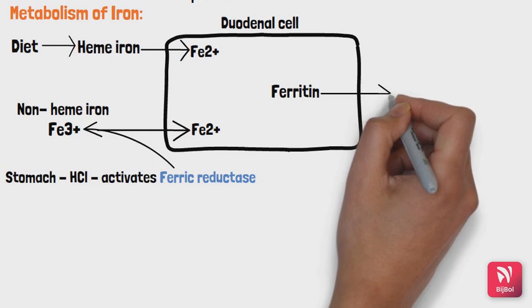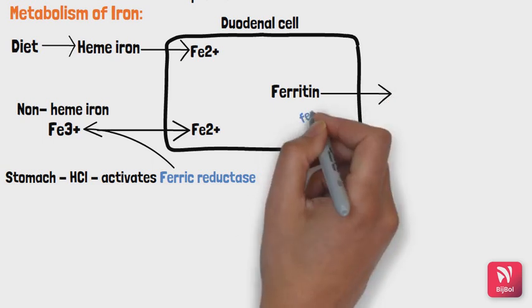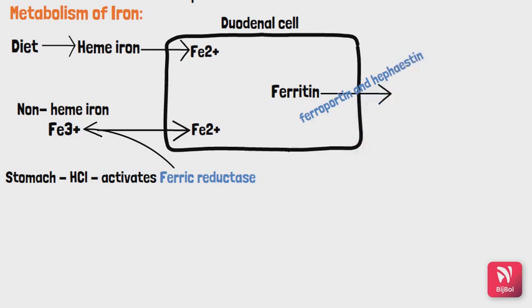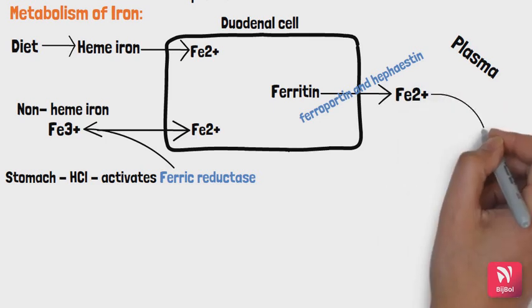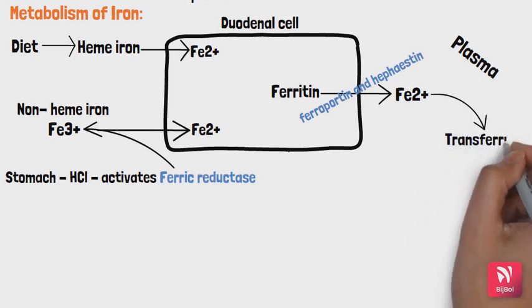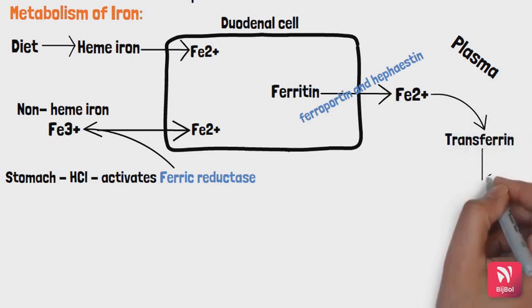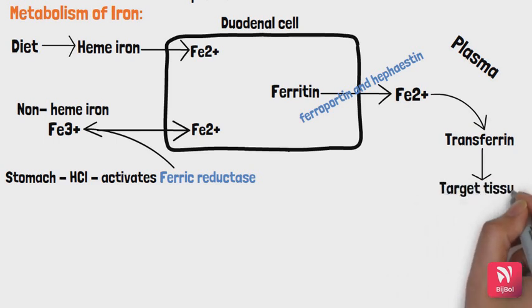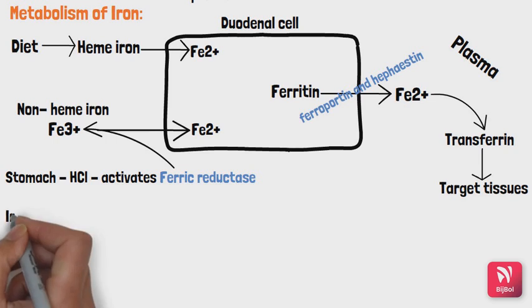Now whenever there is a need, it gets transported out of the duodenal cell through transporter proteins like ferroportin and hephaestin. After it goes outside, this iron, the ferrous form of iron in plasma or circulation, cannot travel freely. So there has to be a carrier protein for ferrous iron in plasma, that is nothing but transferrin. So it transports iron to the needed sites, that is the target tissues. This is how metabolism of iron occurs.